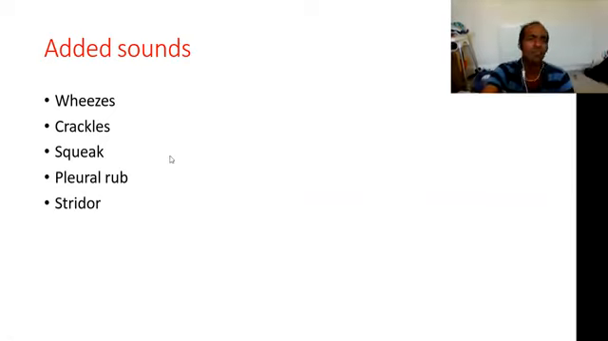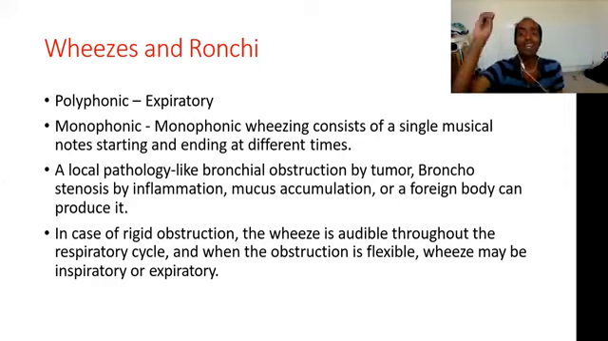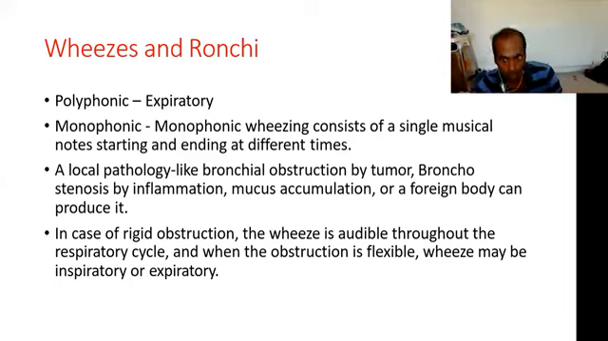Added sounds: wheezes, crackles. Wheezes are also called rhonchi. Crackles, you know. Pleural rub. Squeaks are interesting sounds. Stridor is important, but not for an exam situation. You will never get a patient with stridor for the exam. Right. Now, wheezing or rhonchi can be polyphonic or monophonic. Polyphonic is like a musical piece. You get multiple notes in the sounds. And that is classically seen in asthma and COPD, specifically in asthma.